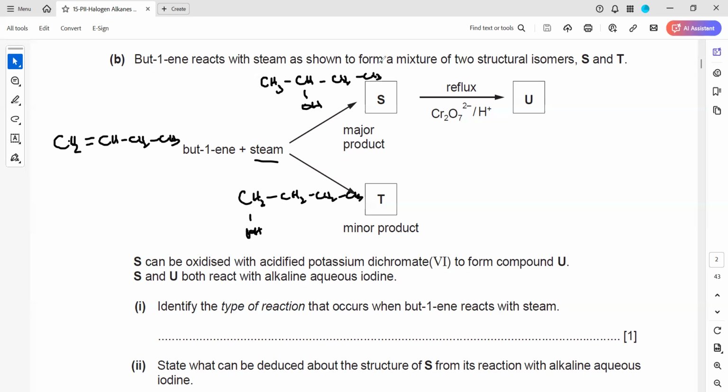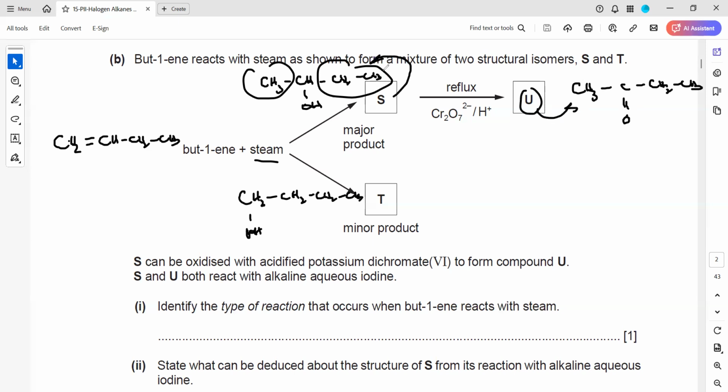And if we do a further reflux with an oxidising agent, it's a secondary alcohol. The secondary alcohol will turn into a ketone, which is butan-2-one. So U is actually butan-2-one, S is actually butan-2-ol, and T is butan-1-ol. S can be oxidised with acidified potassium dichromate to form compound U.